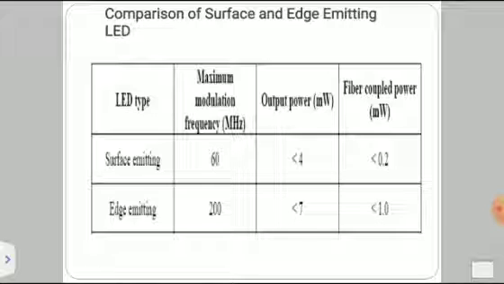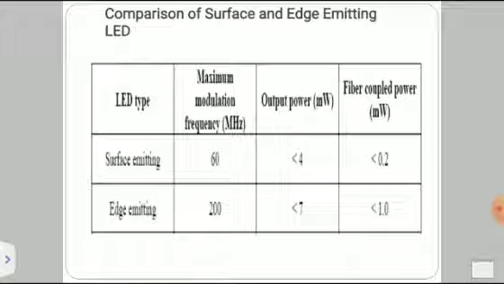Now, in the first column, LED type is given. There are two types: surface emitting LED and, second, edge emitting LED. In the second column, maximum modulation frequency. In the third column, output power in milliwatts, and in the fourth column, fiber coupled power, also in milliwatts. The first parameter, maximum modulation frequency, is in megahertz. For surface emitting LED, we can use up to 600 megahertz in analog communication. In digital communication, it is 60 megabits per second, not more than that. That's the main limitation of the surface emitting LED.